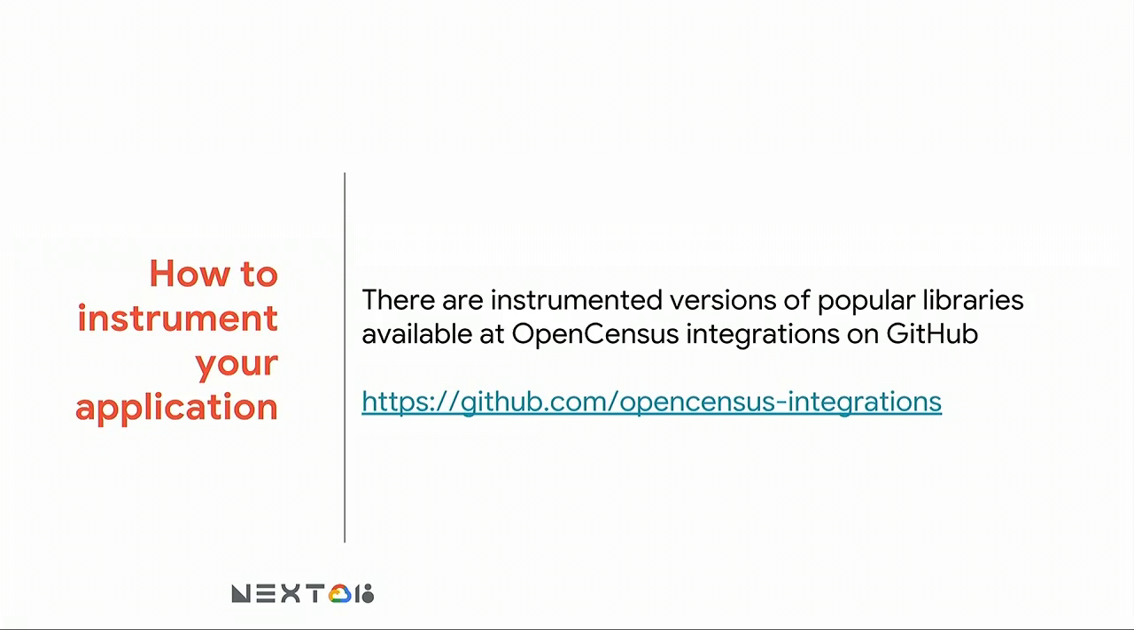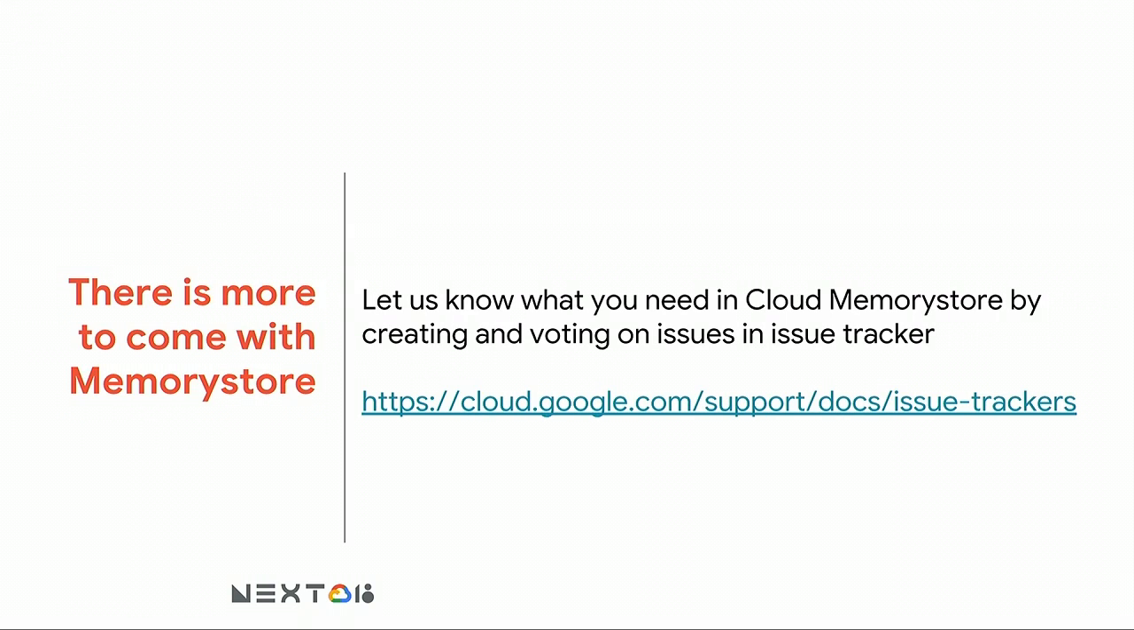Let's actually switch back to the slides since we don't have a lot of time. I'm going to wrap things up. As I mentioned, if you go to this link, you can find a whole bunch of libraries that are already instrumented. Redis is one of them. There are a couple of Go libraries in there. And please do add OpenCensus integrations or instrumentations on your own and contribute it back. There's a whole lot more to come, with Memorystore, as Gopal mentioned. I'll hand it over to him real quick.